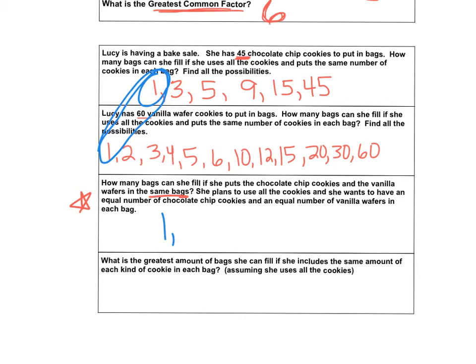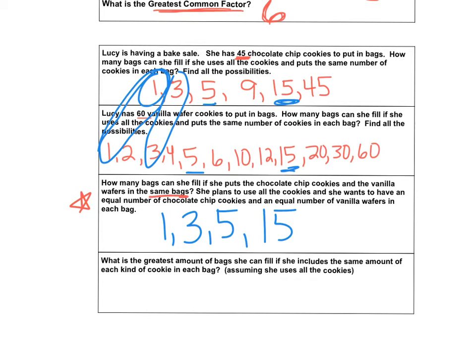We could split each of them into 3 bags. That would work. We could split them each into 5 bags. I'm looking to see what else they have in common. Here's another number, 15. Do you see anything else? Nope, I don't either. So those are the possibilities for how she could split these cookies into bags and have each bag exactly the same.